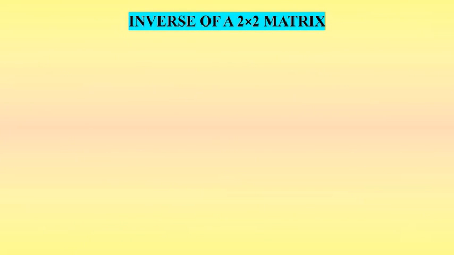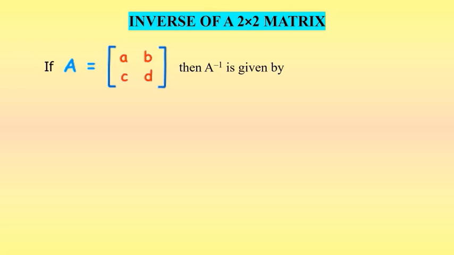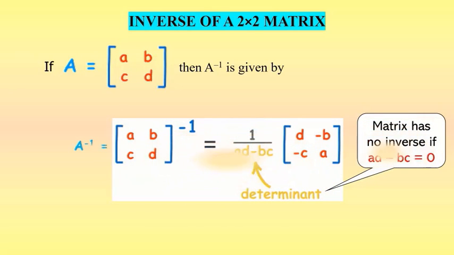Inverse of a 2 by 2 matrix. To find the inverse for a 2 by 2 matrix, we use the adjoint method. This is the formula of the adjoint method: 1 over determinant AD minus BC. The AD minus BC is the determinant, and this one is the adjoint matrix. As we already know, the determinant must not be equal to 0. So if we have AD minus BC equal to 0, the matrix has no inverse.